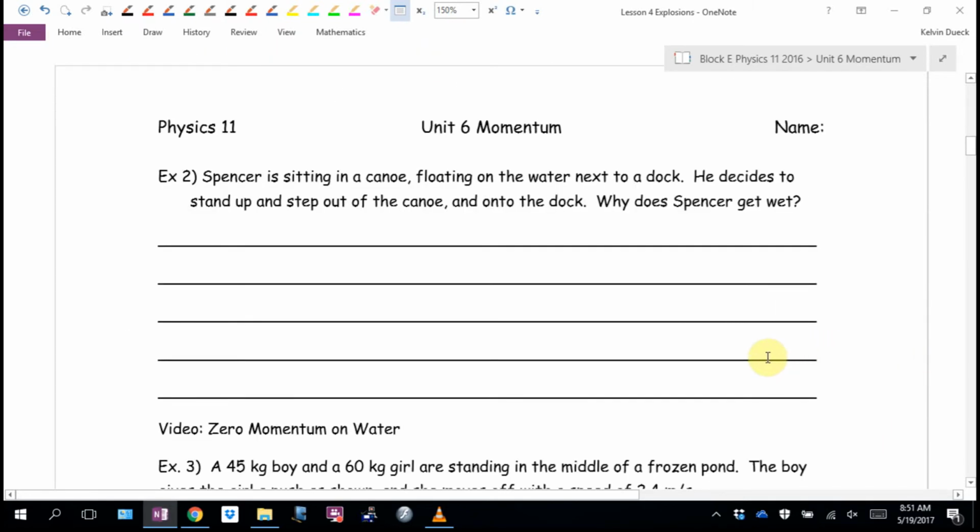Spencer is sitting in a canoe, floating on the water next to a dock. He decides to stand up and step out of the canoe and onto the dock. So I will mime this. Here is Spencer in his canoe. The dock is right there. He decides to step sideways onto the dock. Why is he going to get wet? It's not going to tip the canoe.